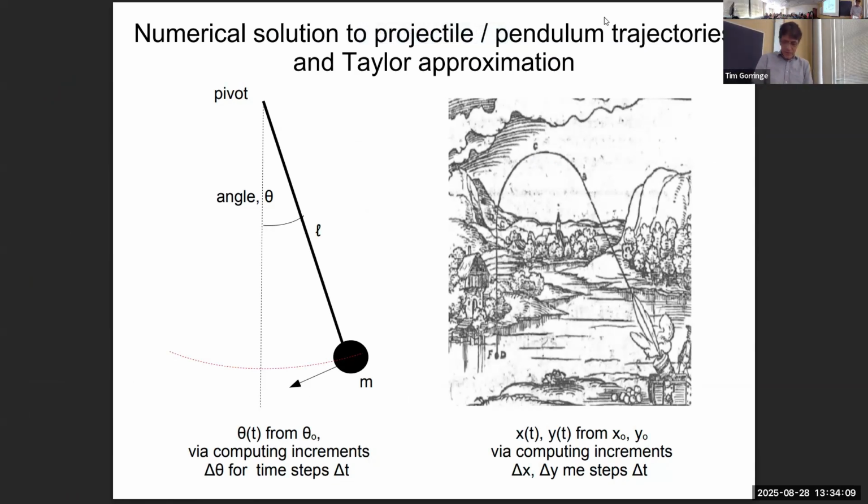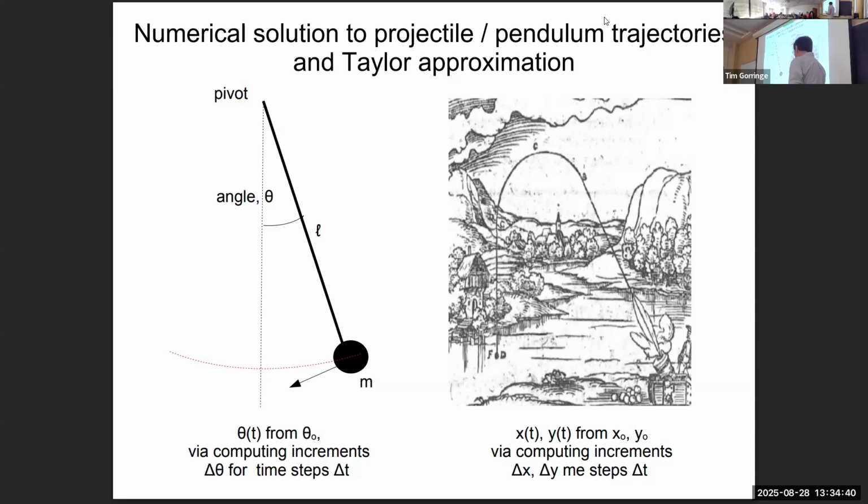I want to go back to what problems I set up with the pendulum and the projectile. In both cases, we're trying to find the trajectory, say the angle of the pendulum as a function of time, or the x and y coordinates of the projectile as a function of time. That's our goal. We know very well how to do that analytically with differential equations and solving differential equations.